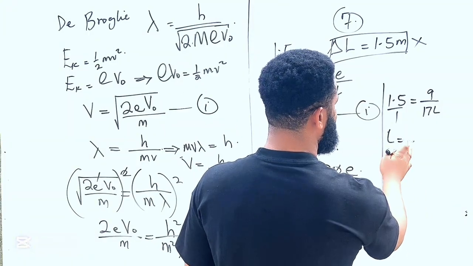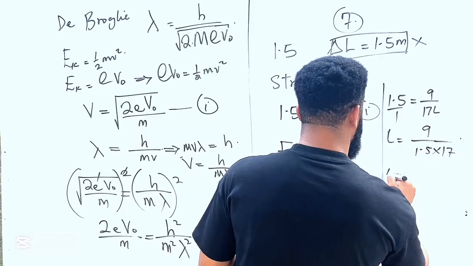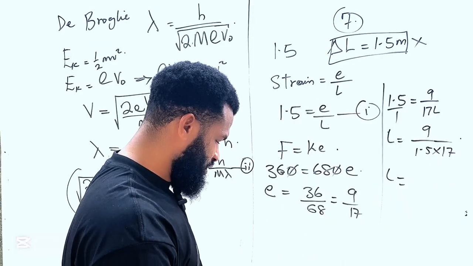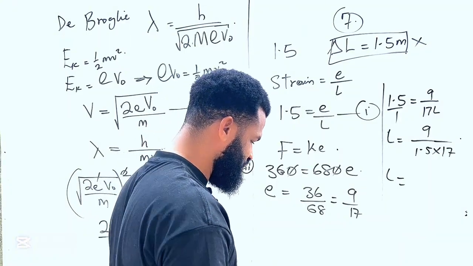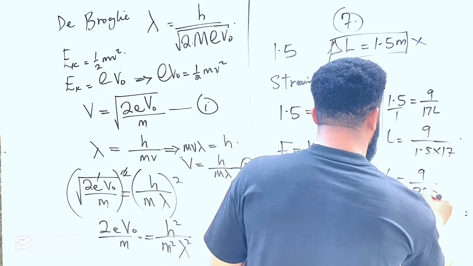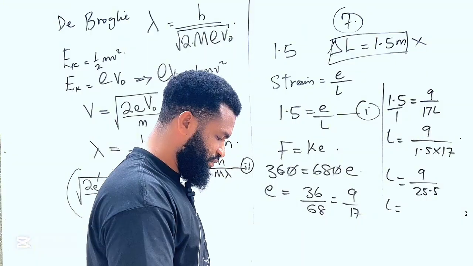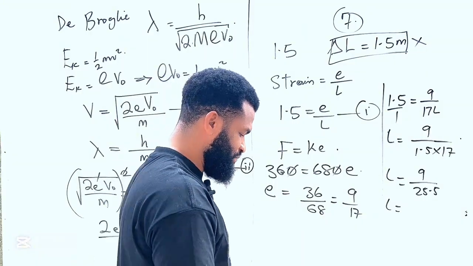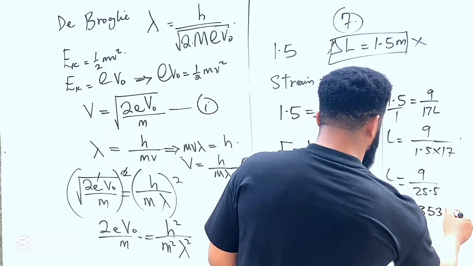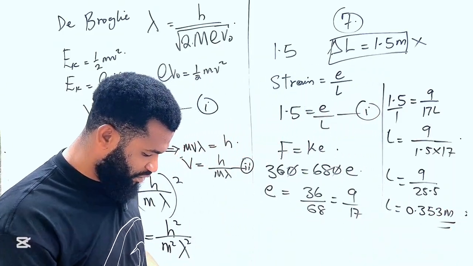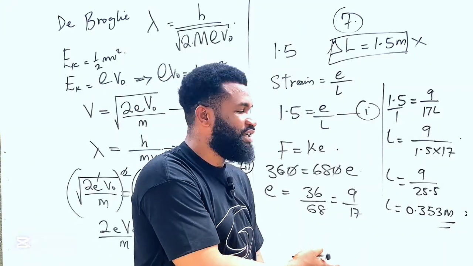So I'm going to say that L is equal to 9 all over 1.5 times 17. 1.5 times 17 is 25.5. So 9 all over 25.5, L is given as 9 divided by 25.5. So this is 0.353 meters. Okay, I was not given any unit. So to 2 decimal places or 3 decimal places, that is the value of the length.